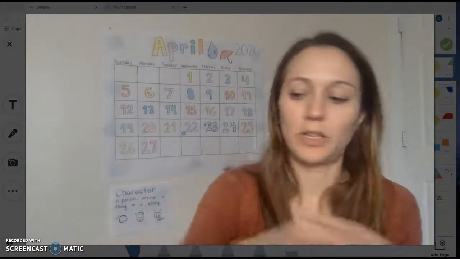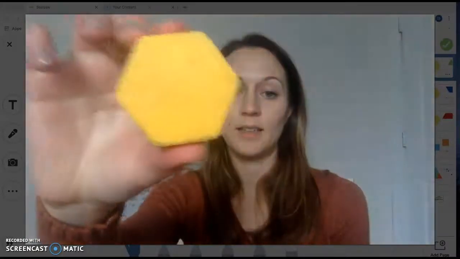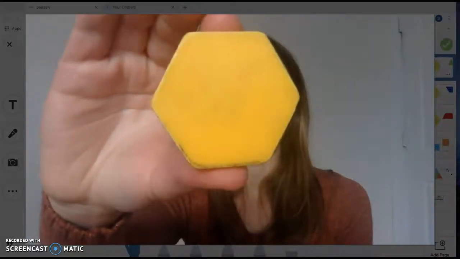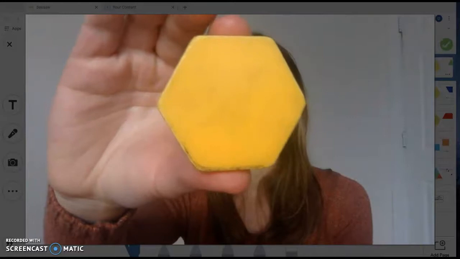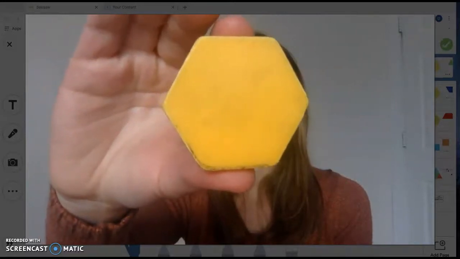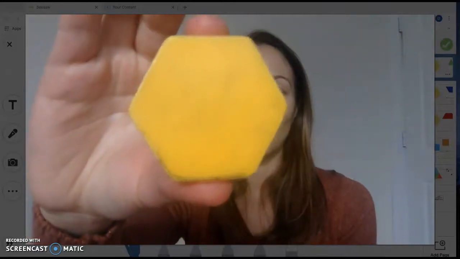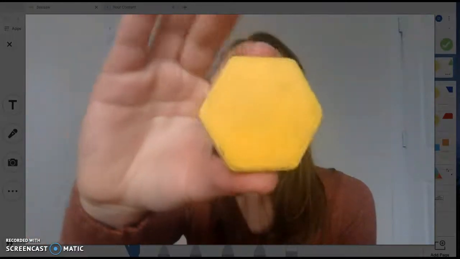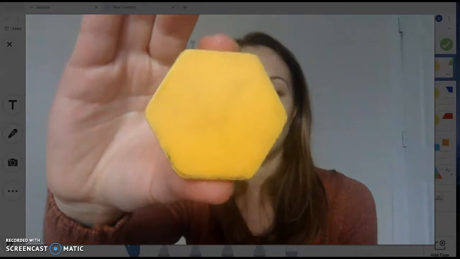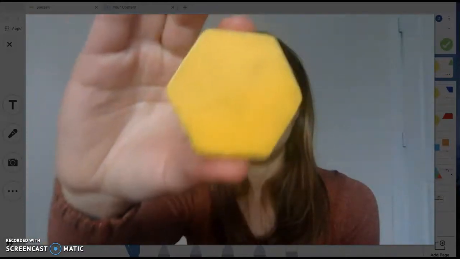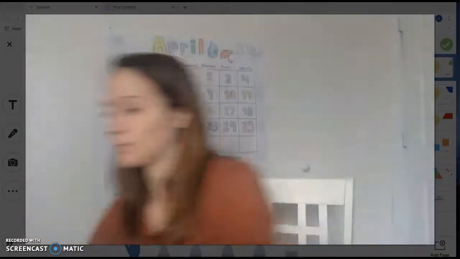Then the other shape we're going to talk about today is called a... Can you count the sides and corners and then tell me what it is? If you counted 6 sides and 6 corners, what shape could this be? This is called a hexagon. So we're going to look at the hexagon today, and we're going to try and make this hexagon using some of the other shapes we just talked about.